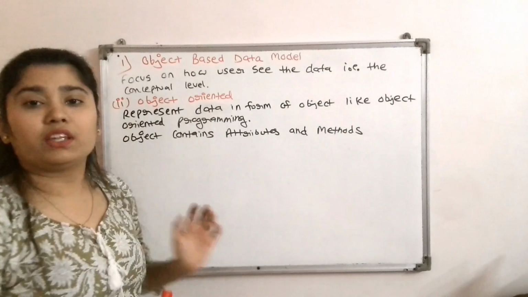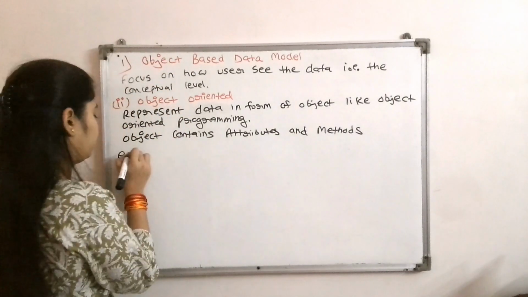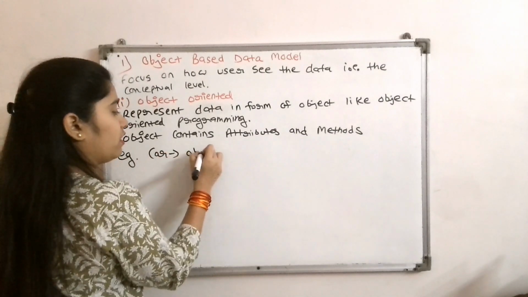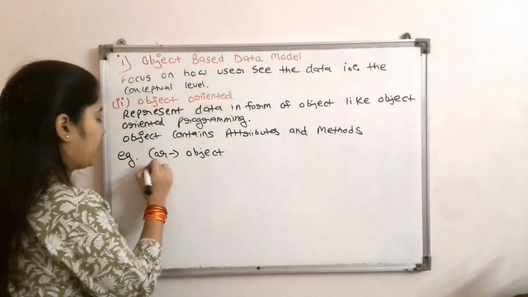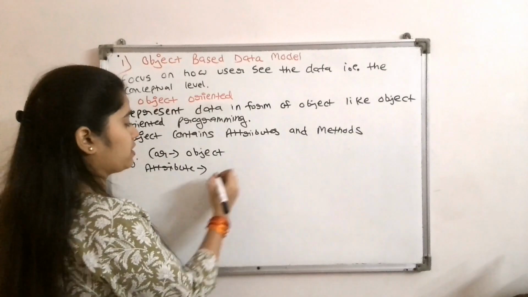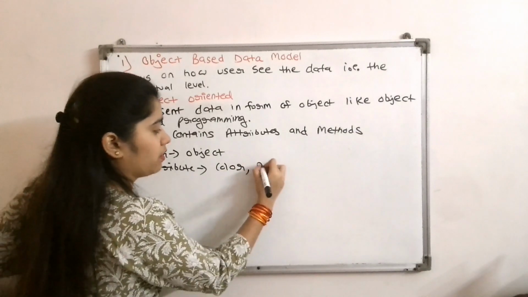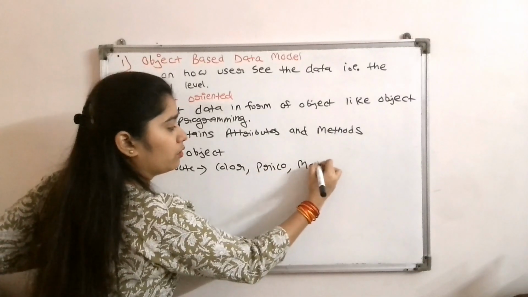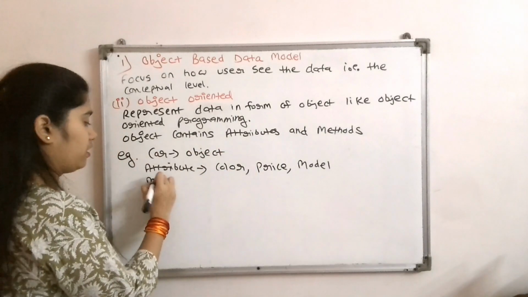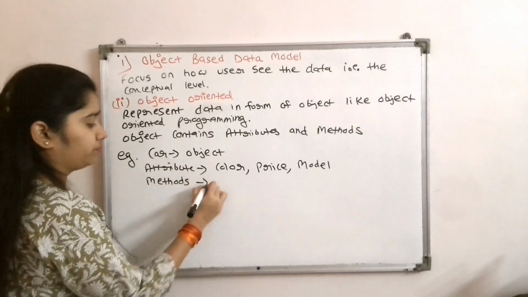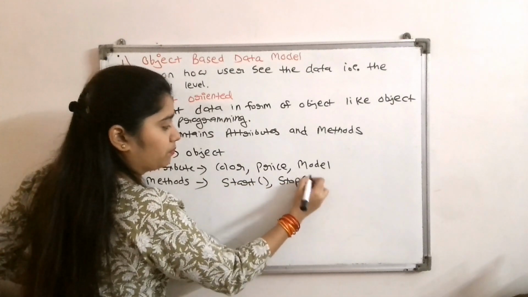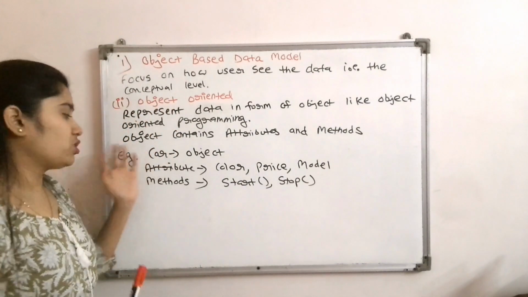Let's understand object-oriented with the example. See, suppose we have a car as object. Okay, car we are having as an object and its attributes are, suppose, its color, price or model. What is the model of the car? These are the attributes of the car. And methods, suppose we have start, stop. Suppose these are the two methods of the car.